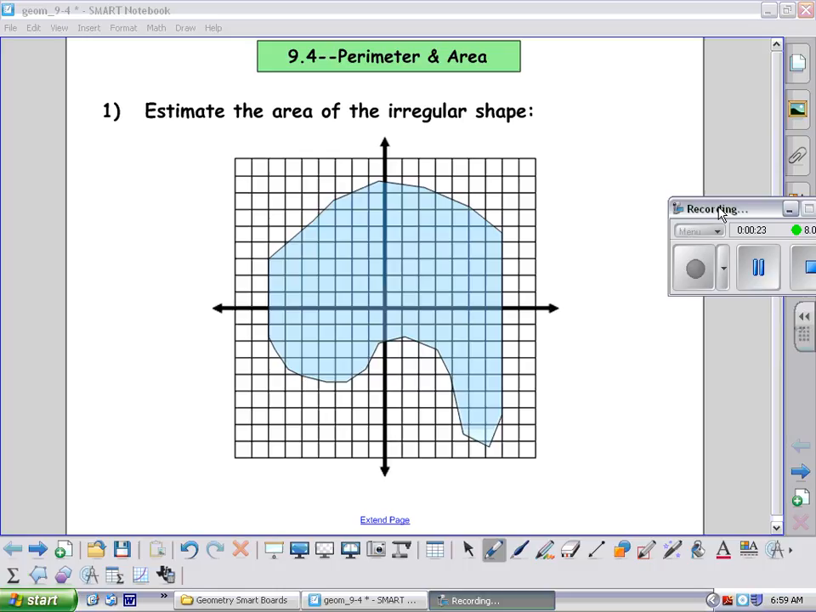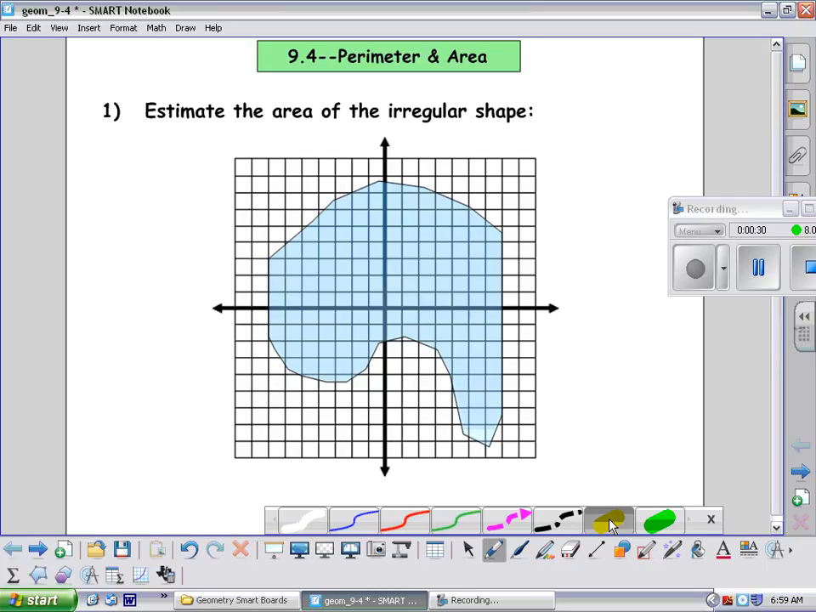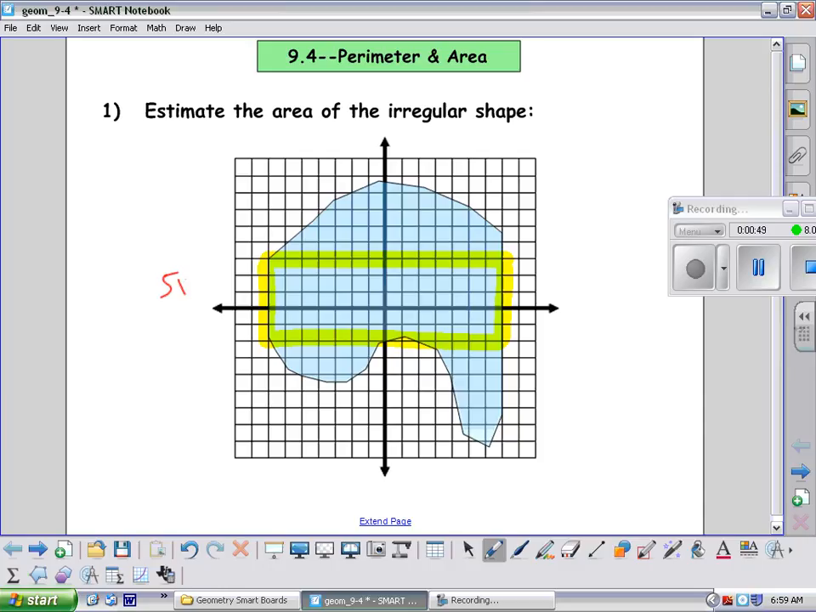I don't want to spend a lot of time on this, but basically you can break this into composite figures. Use the highlighter here, so right in here and down to here, it's basically a rectangle. So you have 5 by, let's see, 5 by 14 across. So you have 70 square units in there.